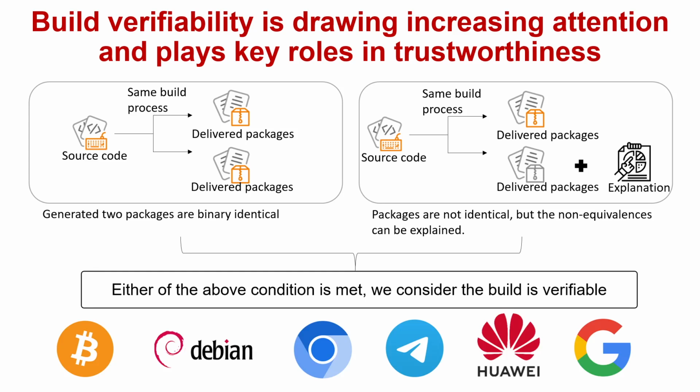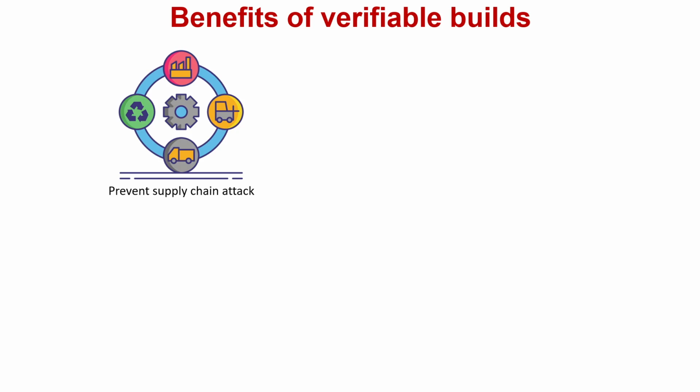There are a lot of open source and industrial projects adopting the practices of verifiable build, such as Bitcoin, Debian, Chromium, Telegraph, Huawei, and Google. There are various benefits of verifiable build. For example, developers can know early about malicious code injection, which could prevent supply chain attacks.